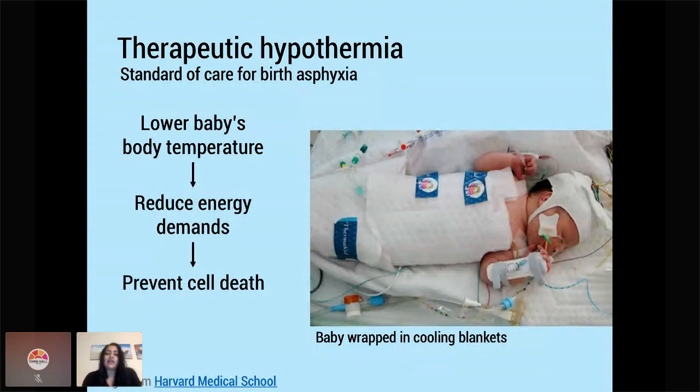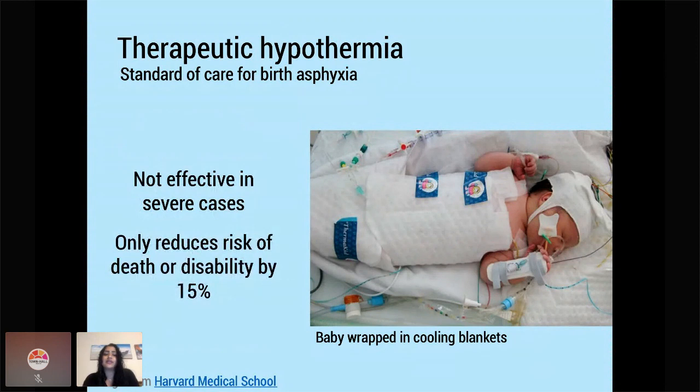That means that we're keeping more brain cells alive, we're having less of them die, and in turn we're slowing inflammation. However, this treatment is not effective in severe cases, and it only reduces the risk of death and disability from about 60% to about 45%. This means almost half of all babies with this disease are left with no effective treatment. This is certainly not a cure.